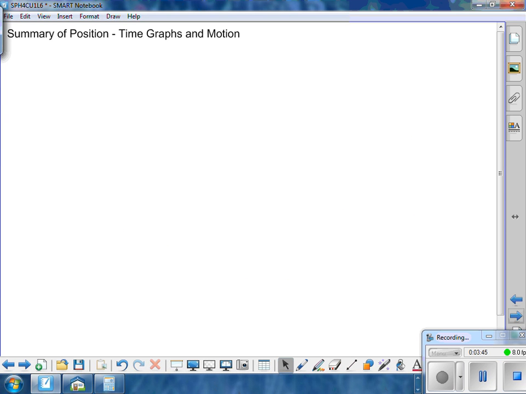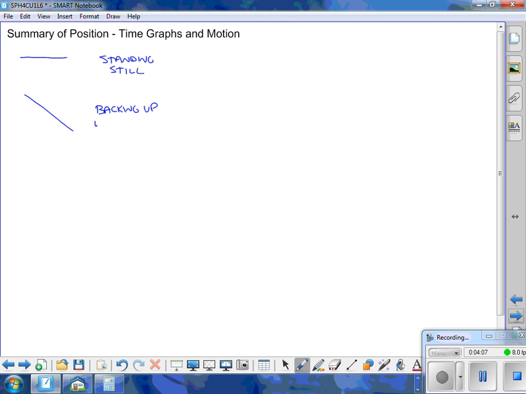So, a summary of the position time graphs and motion. This hopefully you got out of the activity. If you have a horizontal line, you're standing still. If you have a negative slope, you're backing up with constant speed. If it's a positive slope, you're moving forward with constant speed.